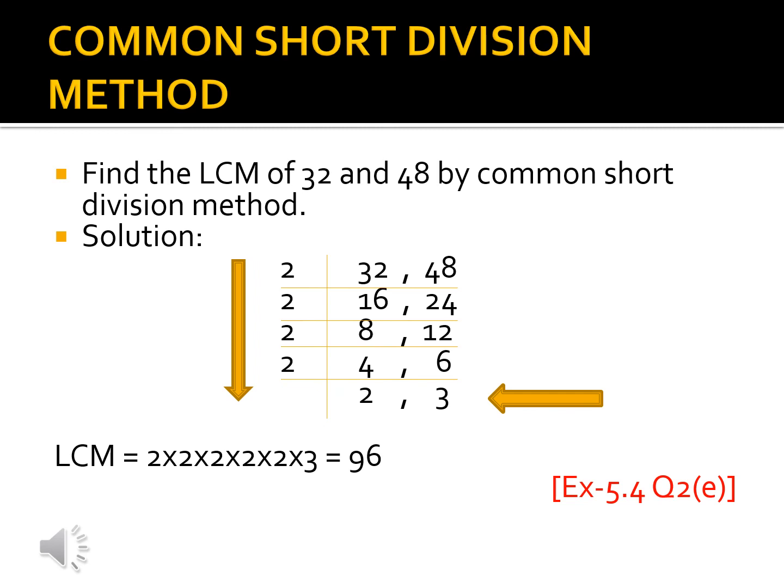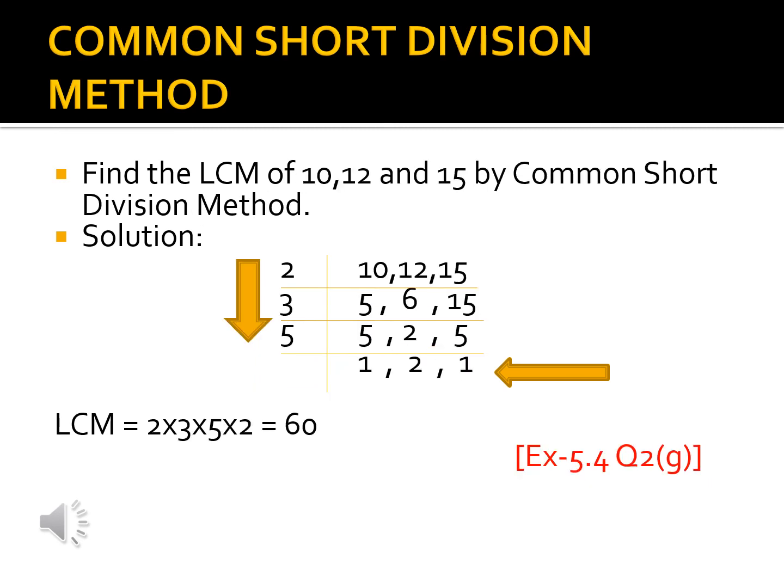While we were finding HCF, we ignored these leftover co-prime numbers, right? But it is not so in the case of LCM. We will be selecting these co-prime numbers also. So, for finding the LCM, we select the common prime factors as well as the co-prime numbers, and we take the product of all of them. So, the LCM is 2 multiplied by 2 multiplied by 2 multiplied by 2 multiplied by 2 and multiplied by 3. So, I get 96 as the LCM in this case.